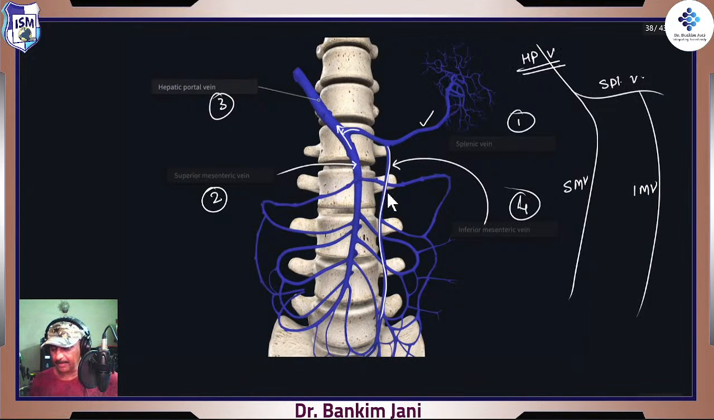Done, right? So this is superior mesenteric. Inferior mesenteric will land into splenic. Splenic and superior mesenteric, they will join hands. They'll go into this hepatic portal vein. The hepatic portal vein will divide into right and left, right? And they will enter into the liver, right? Okay.